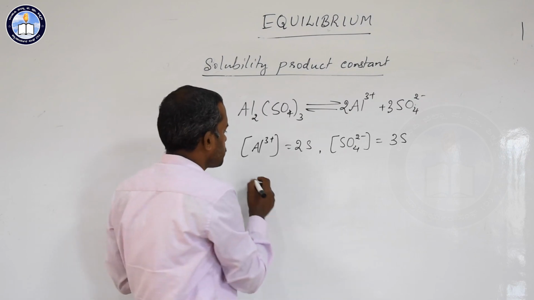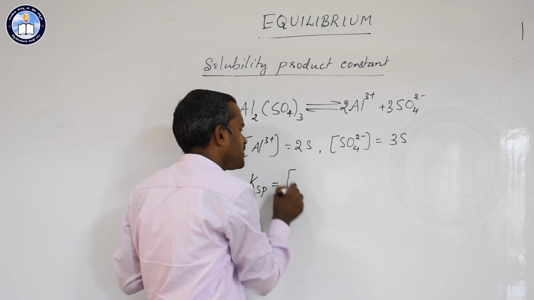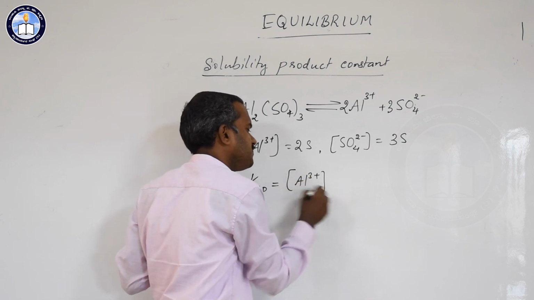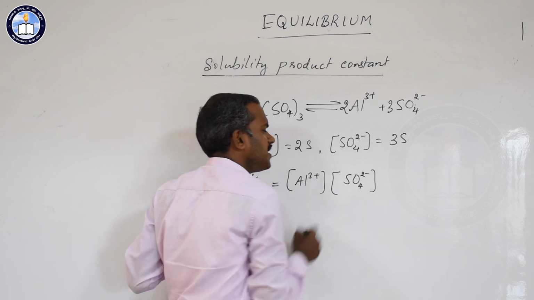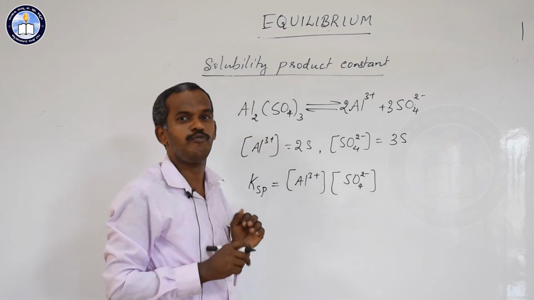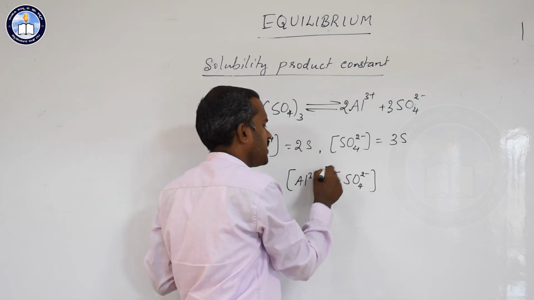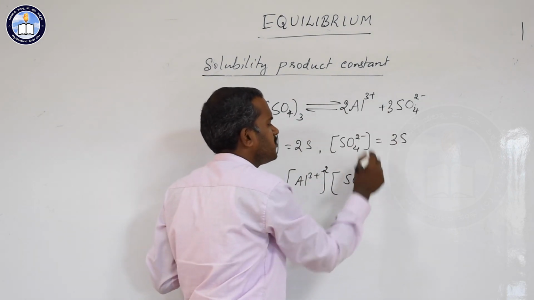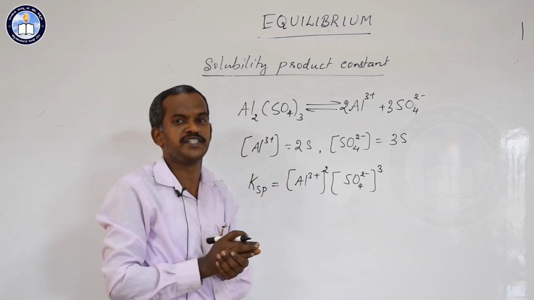So we can use an expression like Ksp is equal to the concentration of Al3+ and the concentration of SO4 2-. Remember this, where the number of moles are raised to their respective powers. It is 2 moles, so I'll write here 2. This is 3 moles, so I'll write here 3. That you understood already in the equilibrium constant earlier.